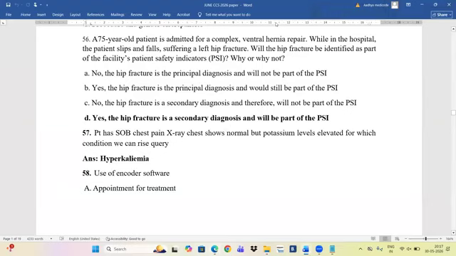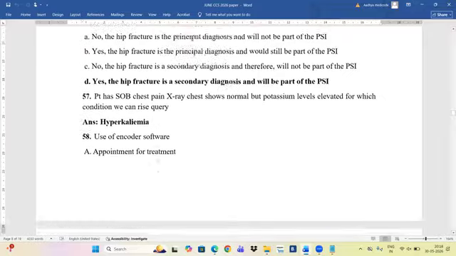Next question. Patient has shortness of breath and chest pain. X-ray chest shows normal, but potassium level was elevated. For which condition can you raise the query? Elevated means increased, and potassium means kalemia. So it is hyperkalemia.